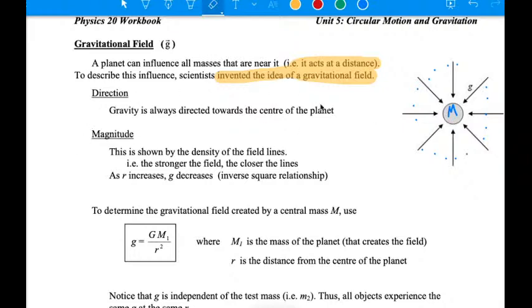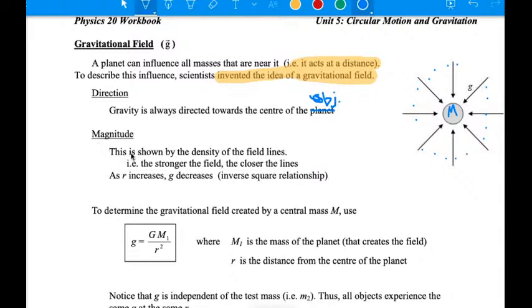So direction is always to the center, and this doesn't necessarily have to be a planet. This could just be any object. We just usually think about it in terms of planets and space. That's where we're most familiar with it.